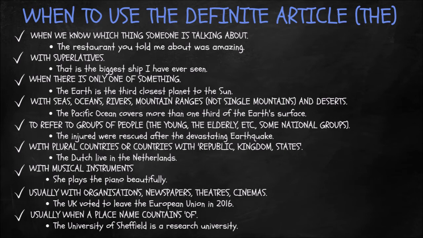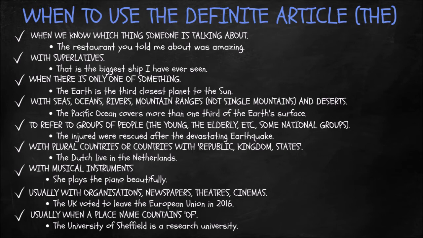You should also use the when talking about countries that are in the plural. So with plural countries or countries with republic, like the Dominican Republic, Kingdom, the United Kingdom, or states like the United States of America. So the Dutch, remember there that ends in CH, so we can use the with the national group Dutch. The Dutch live in the Netherlands. Okay, that's a plural country, so we use the.